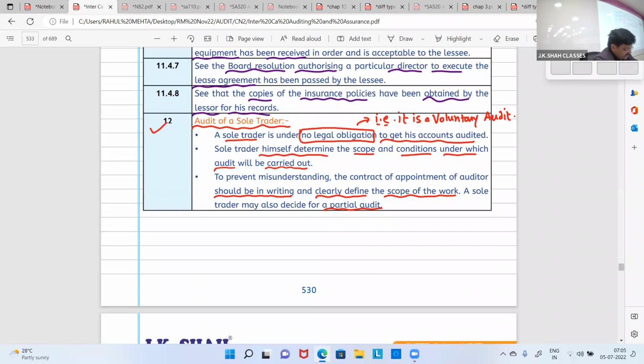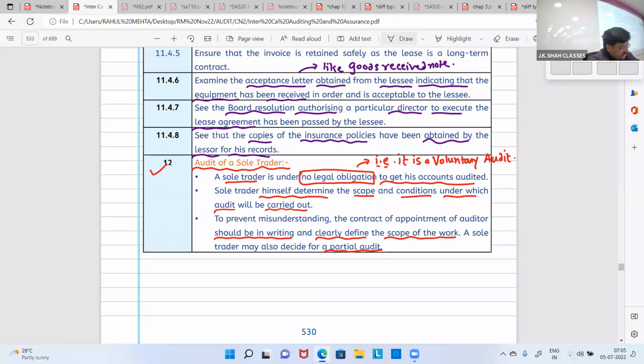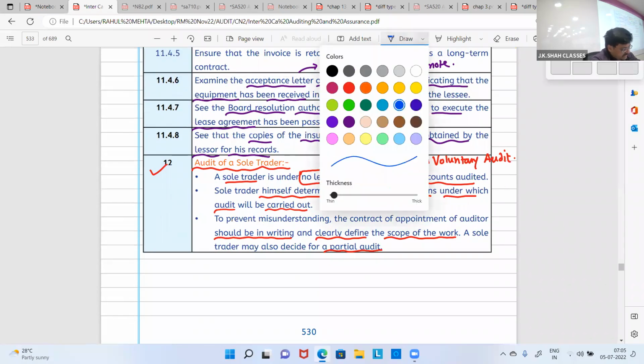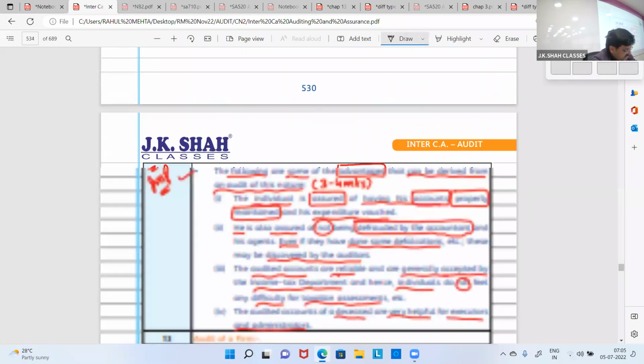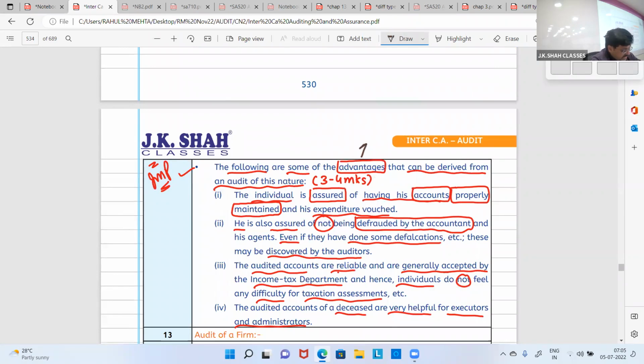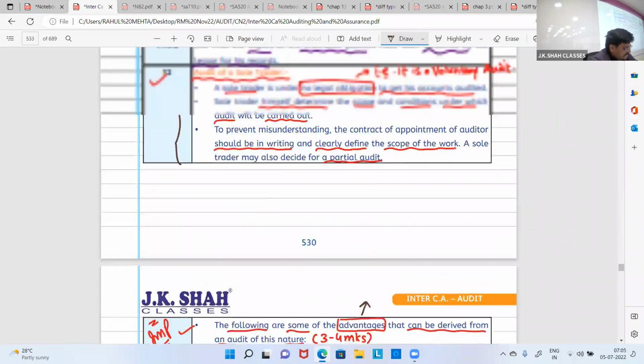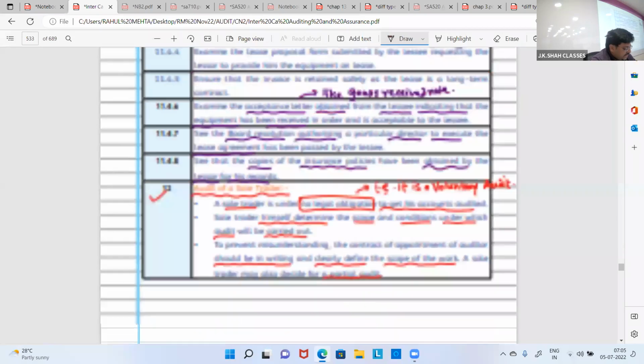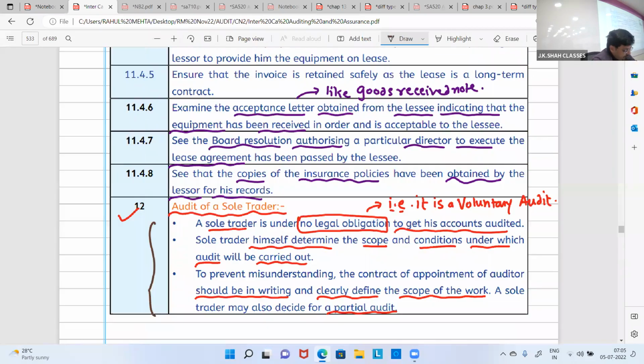If you come to page number 530, what you'll find is audit of a sole trader. Did you get it? Okay, this is the introduction part, the first part, and then they have given benefits or advantages. This is introduction. See, these are the advantages. They ask this in the examination for 3 to 4 marks. There are only 4 points. Very manageable. Come on, read the entire thing. First the introduction and then the advantages. Finish the introduction first.